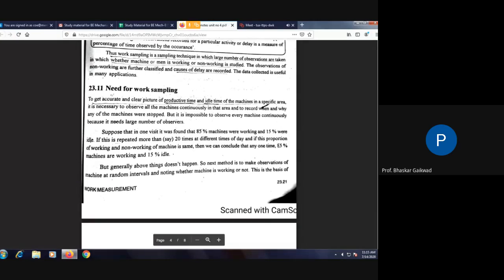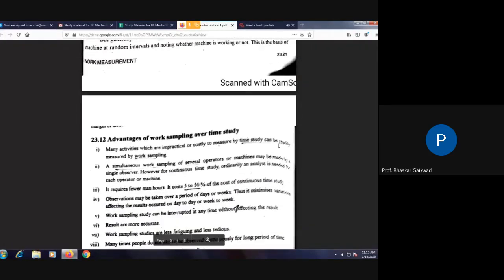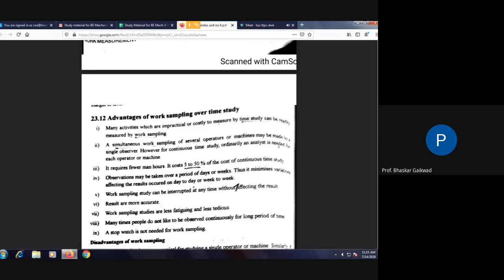Yesterday we have gone through this. After that, the advantages of work sampling. Around 9 advantages are given. Many activities which are important and costly to measure by time study can be measured by work sampling. Many activities in industry are very critical to measure by time study because of fast or continuous processes, just like movement of material by conveyor.